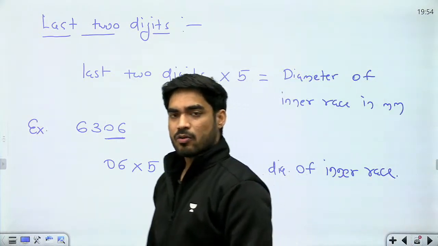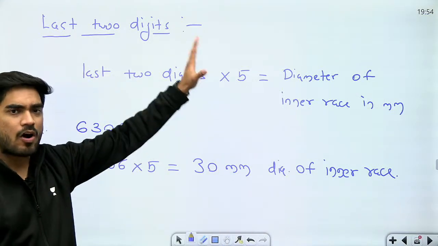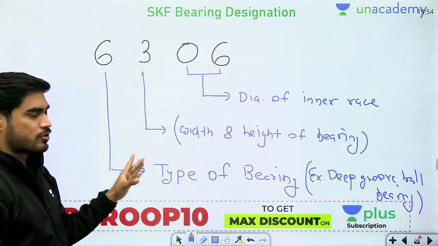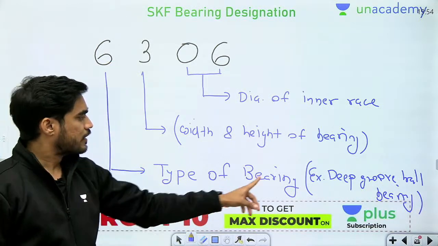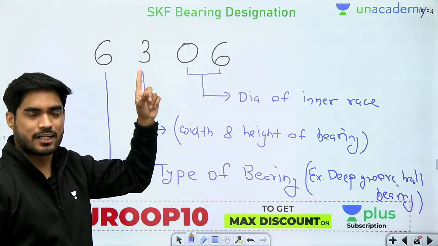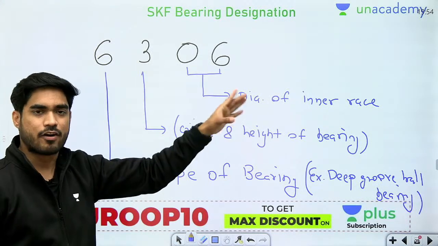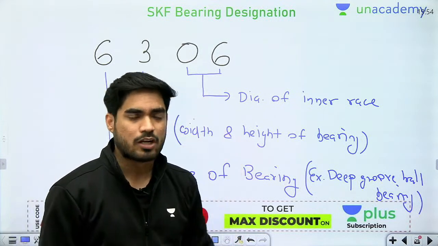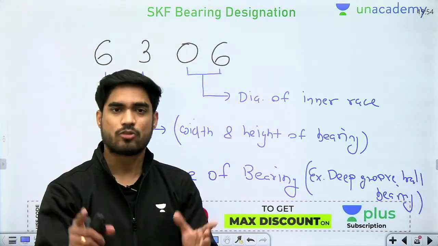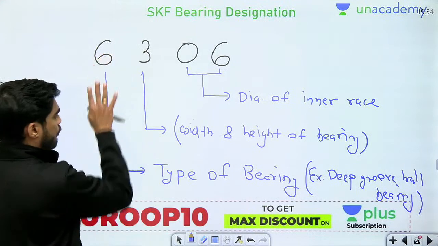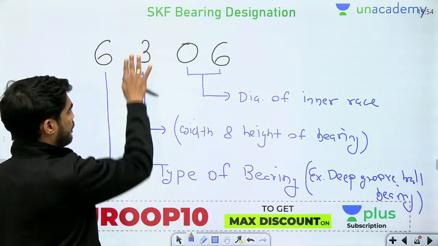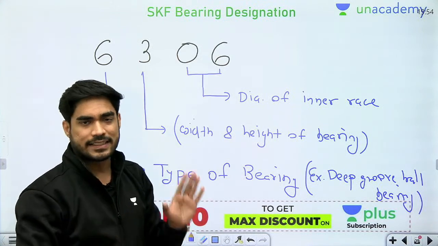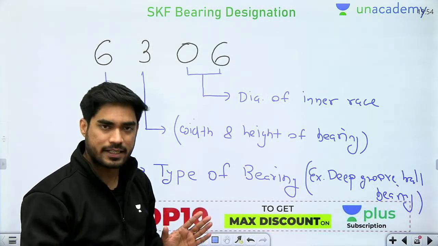Okay, now you don't need to remember all these things. What will be the first digit meaning for the deep groove ball bearing? What will be the digit for the tapered bearing? What will be the digit for the self-aligning ball bearing? You don't need to remember that. You only need to understand what is the meaning of the first digit, what is the meaning of the second digit, what is the meaning of the third and fourth digit. The questions will be based only on that.